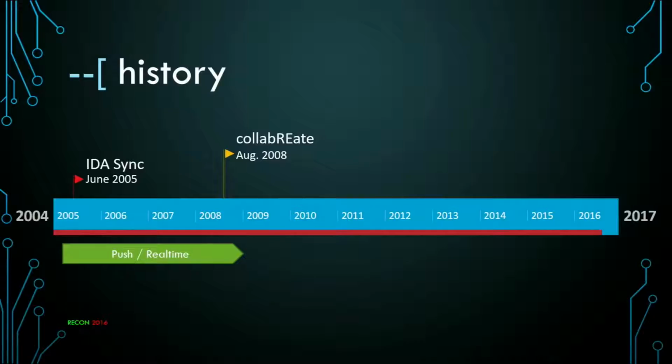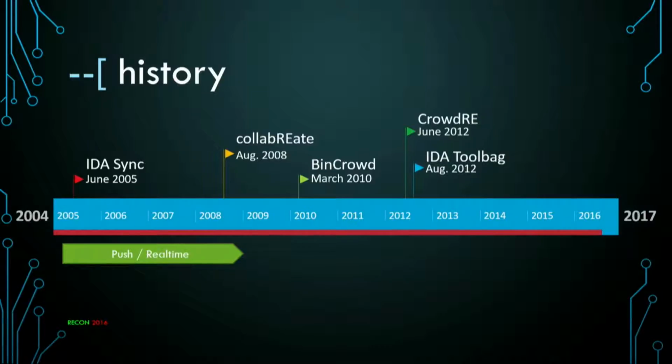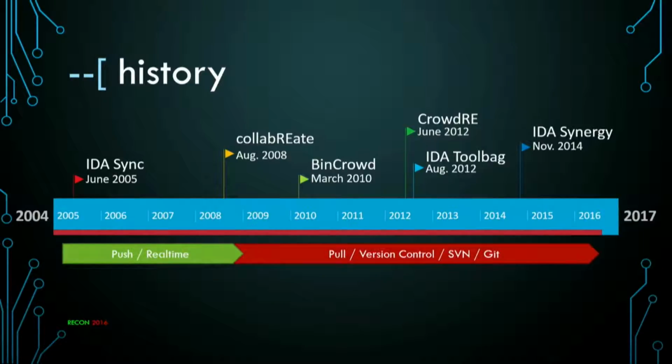So what's interesting about these two projects, though, is that this was way back, and these projects were attempting real-time syncing. They were kind of what we call a push-based model, but then we started seeing other solutions coming through, such as BinCrowd and CrowdRE, IDA Toolbag, IDA Synergy. And all of these solutions were pull/version control, SVN, Git-based. You would commit or you would push your changes up by hand, and other people would have to pull them down by hand.